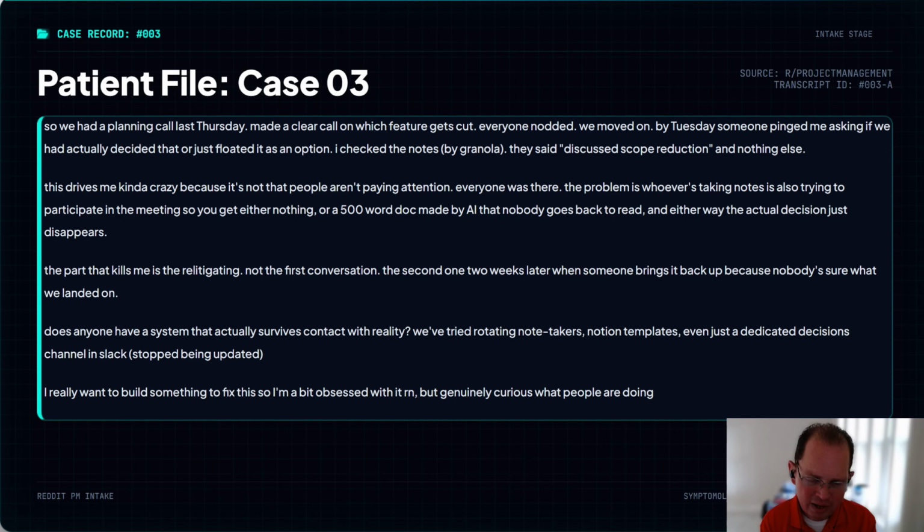This drives me kind of crazy because it's not that people aren't paying attention. Everyone was there. The problem is whoever's taking the notes is also trying to participate in the meeting, so you get either nothing or a 500-word doc made by AI that nobody goes back to read. And either way, the actual decision just disappears. The part that kills me is the relitigating, not the first conversation. The second one, 2 weeks later, when someone brings it back up because nobody's sure what we landed on.